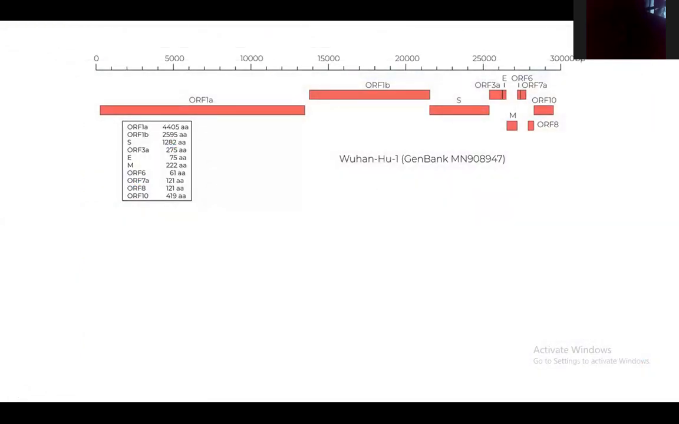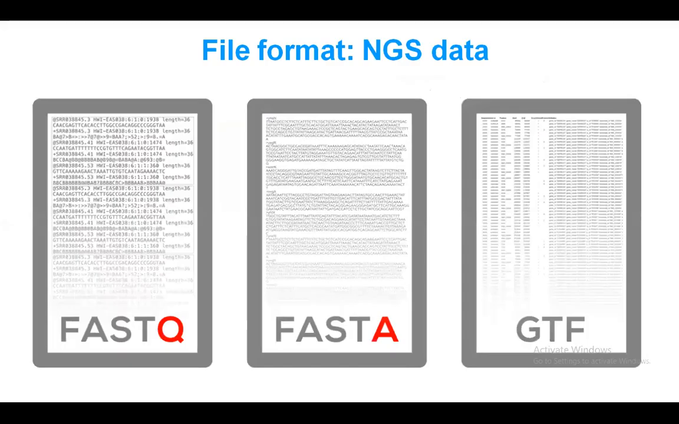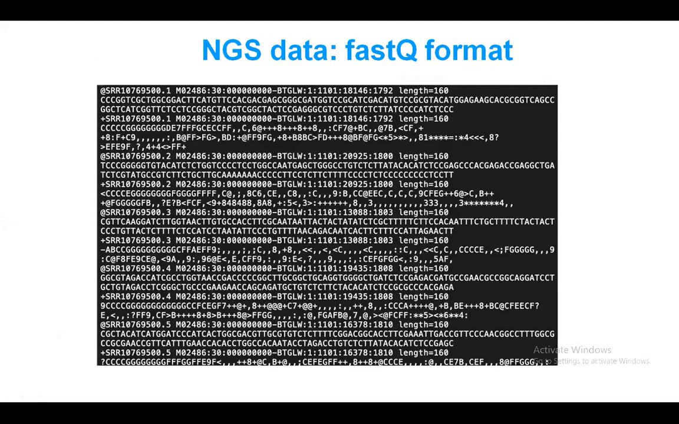So this is how the different proteins that are actually sequenced on a genome, you can finally find out. So what are the different file formats that are used in NGS data analysis? There are three main formats: FASTQ, FASTA, and GTF. The FASTQ format mainly contains the raw reads that we have obtained from the sequencing, and it also contains a quality score corresponding to each nucleotide. This is a text format file, and it just gives you the information related to the reads and their quality score.